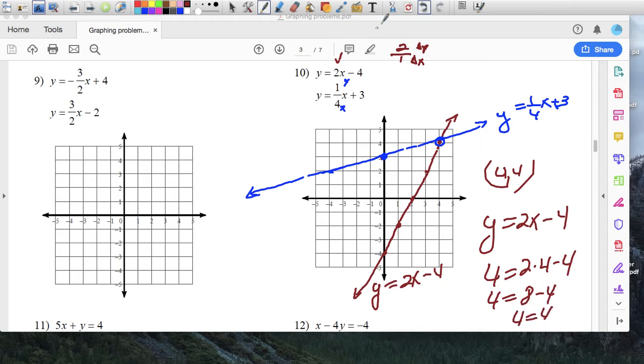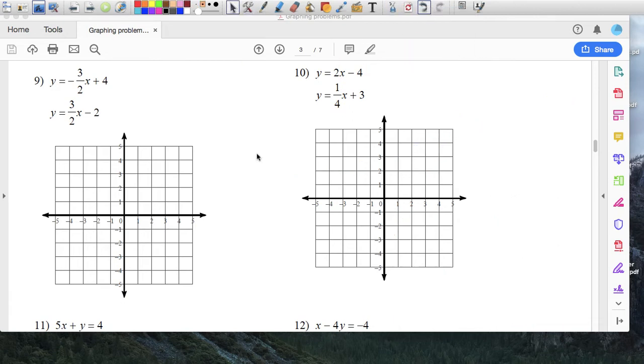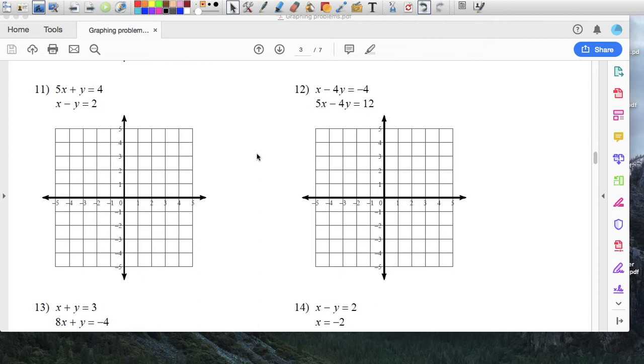11. This one you have to do a little work. So I'm going to take this space over here and change the first one. So we got 5x plus y equals 4. Subtract 5x from each side. This cancels out, and then I get y equals negative 5x plus 4. That's equation number 1. Equation number 2, I'm going to put it on this side. It's x minus y equals 2.